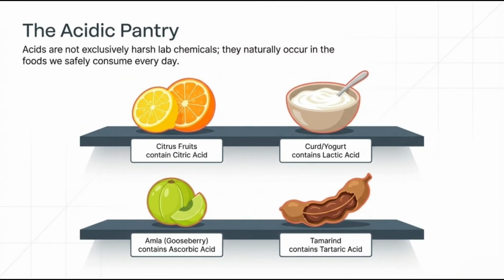Nature is full of acids we can safely eat. Lemons contain citric acid, amla is packed with ascorbic acid, and tamarind gives us tartaric acid. Even the vinegar in your pantry is acidic, containing what we call acetic acid. These acids give our food its characteristic tang.